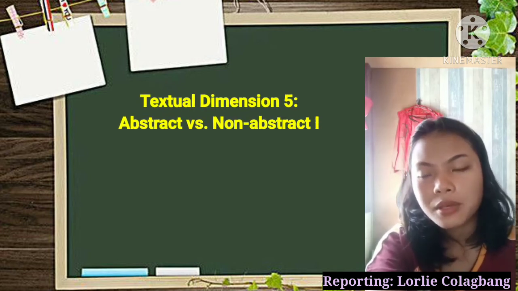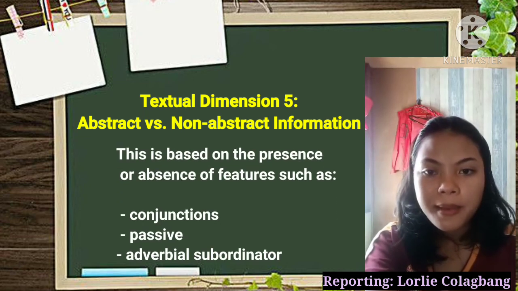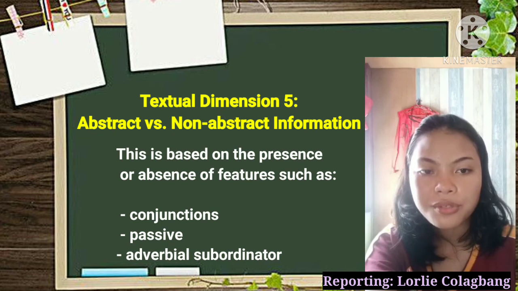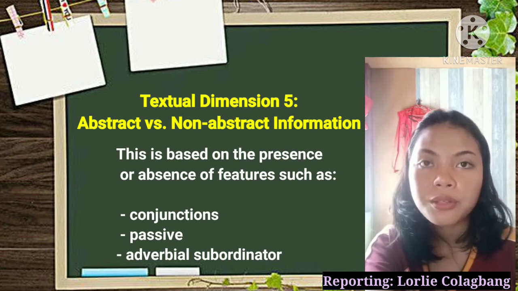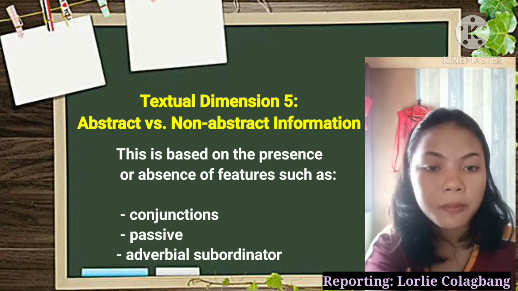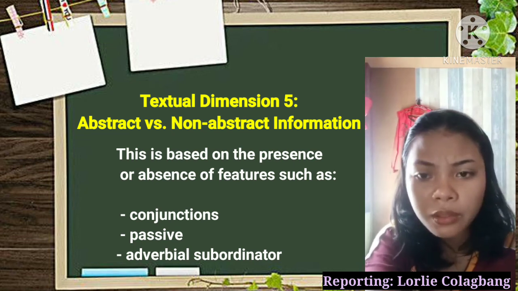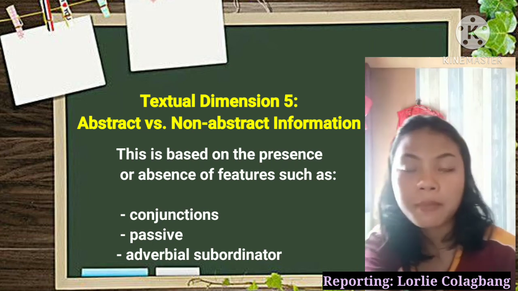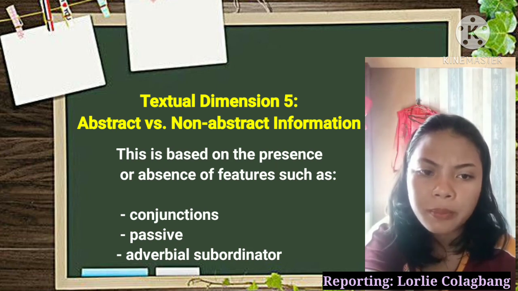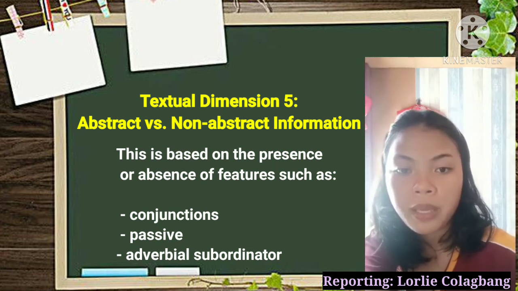Dimension 5, abstract versus non-abstract information. This is based on the presence or absence of features such as conjunctions like however, passives like by-passives, and adverbial subordinators like since and while. Neither of these appears to play a major functional role, so Biber included them only because they co-occur with features which do play a major role.